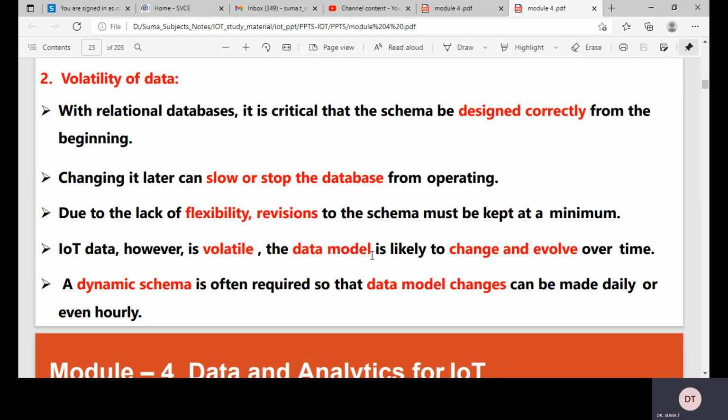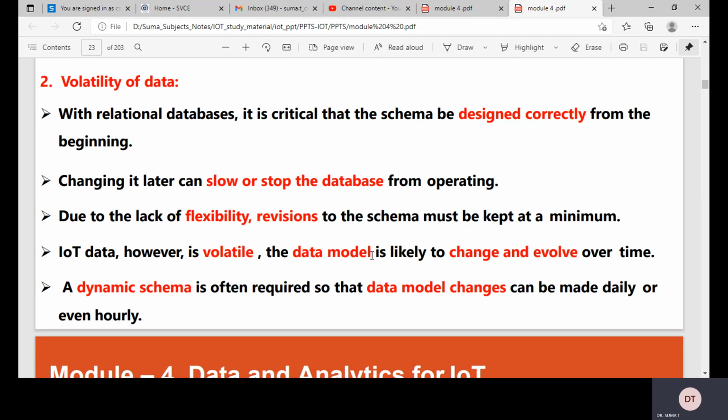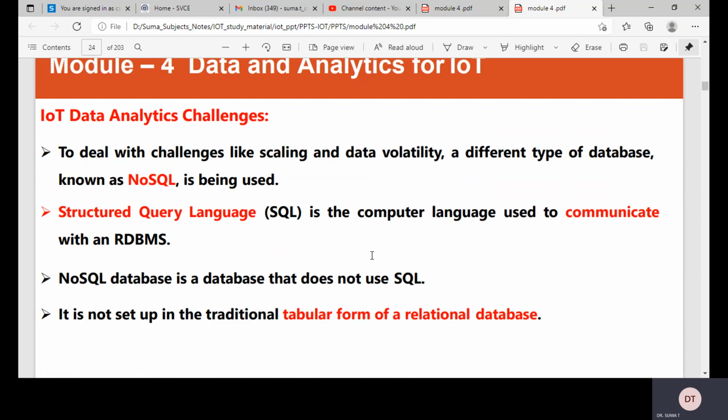To deal with these challenges of scaling and data volatility, we can use a different type of database known as NoSQL. SQL, as we are already familiar from DBMS, is the Structured Query Language. It is the computer language used to communicate with your RDBMS, by writing SQL statements.